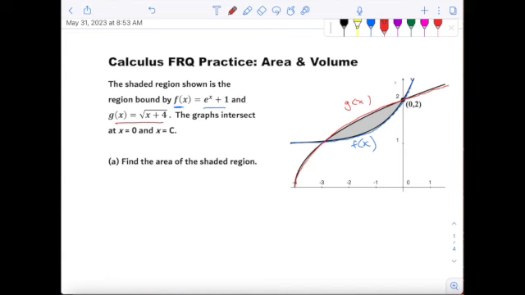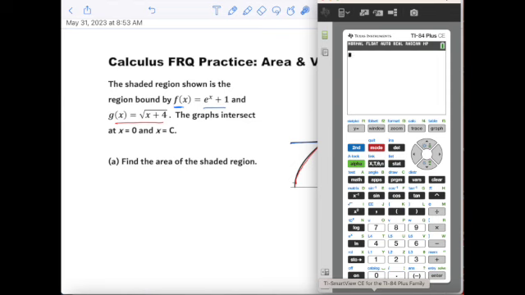One thing we're going to need is to find where those graphs intersect, because I'm going to need that for my limits of integration. Let's approach this from a calculator standpoint. Let's assume we have a calculator for this FRQ. Sometimes you don't, and you have to do all of this by hand. So I've input these, I've adjusted the windows. Here are the two graphs, and I can see that it matches.